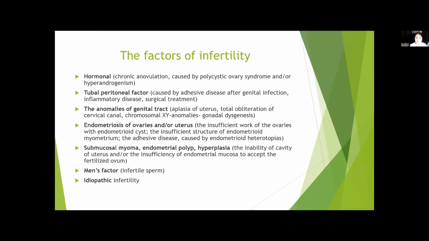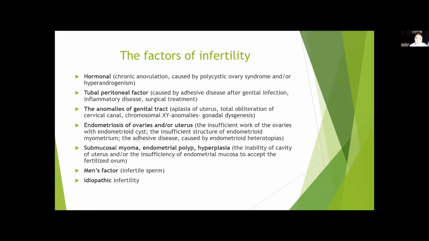Factors of infertility include hormonal chronic anovulation caused by polycystic ovary syndrome and/or hyperandrogenism; tubal peritoneal factor caused by adhesive disease after genital infection, inflammatory disease, or surgical treatment; anomalies of the genital tract, aplasia of the uterus, total obliteration of the cervical canal; chromosomal anomalies, gonadal dysgenesis; and endometriosis of the ovaries and/or uterus.